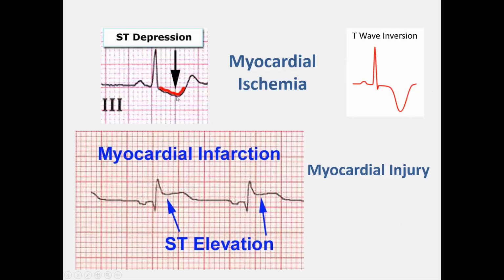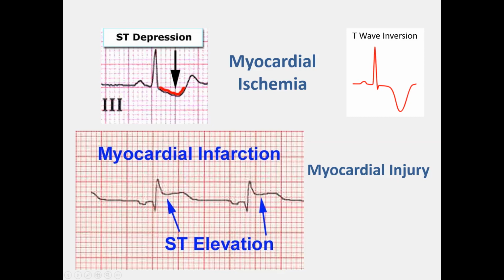You could have T wave inversion, like you have here, or you could have ST depression. With ST depression, this ST segment should have started here if it was isoelectric, but instead it's starting down here. So now we're having ST depression, which indicates ischemia. And here is somebody that's having an MI. You see the fireman's hat? Instead of starting this ST segment down here at the isoelectric line, it's starting up here. This indicates ischemia to the point of injury.